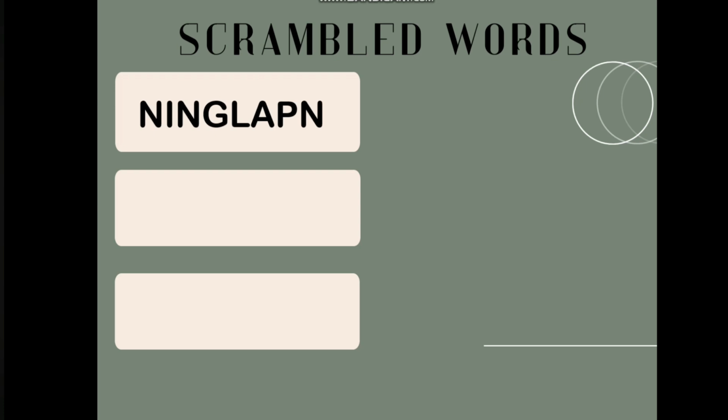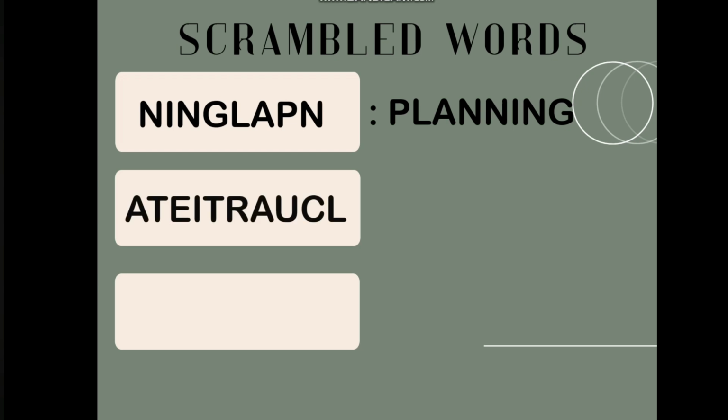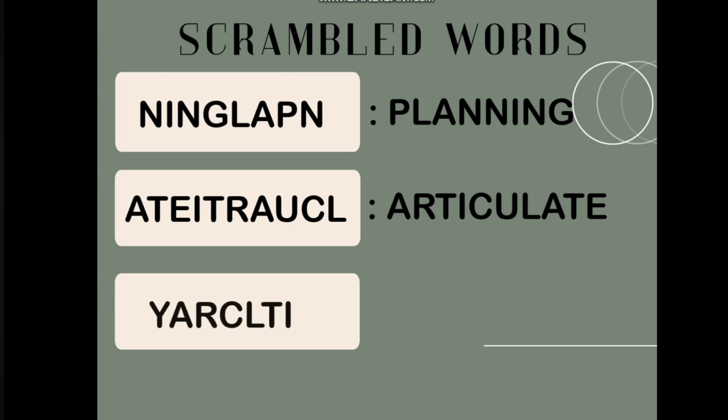Okay, in 5, 4, 3, 2, are you done? Let's see if you got the correct answer. Yes, you got it. It's planning. Second word in 5, 4, 3, 2, 1. There, you got it again. It's articulate. And for our last word in 5, 4, 3, 2, 1. There you go. It's clarity.